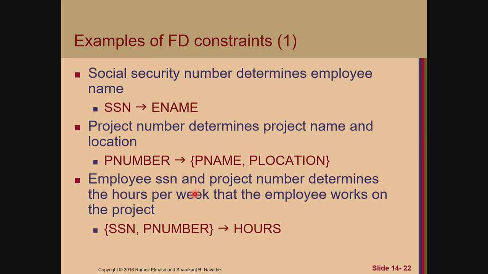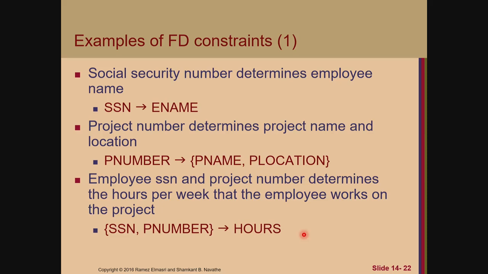And here, employee SSN and project number, both of them together determine the hours per week that the employee works on the project. So the left-hand side becomes the set of attributes SSN and project number. Both of them together determine hours of work. It can be like this. Okay, this is the semantics.